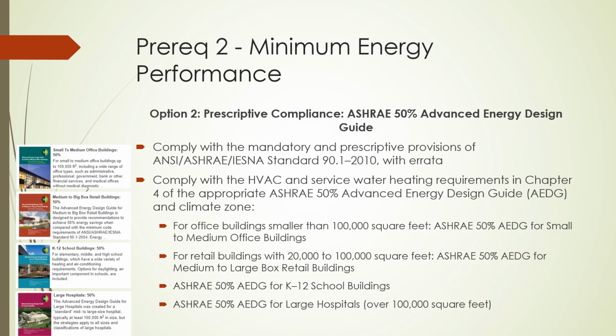The second option is to be in prescriptive compliance with the ASHRAE 50% Advanced Energy Design Guides. You must also comply with HVAC and service water heating requirements, including equipment efficiency, economizers, ventilation, and ducts and dampers, as listed in the Design Strategies and Recommendations by Climate Zone, which is Chapter 4 of the appropriate ASHRAE 50% AEDG and Climate Zone. The appropriate guide is based off the building type and is shown here, so you can have office buildings smaller than 100,000 square feet, retail buildings with 20,000 to 100,000 square feet, K-12 school buildings, or large hospitals which are over 100,000 square feet. Those are the only building types that qualify for this option.